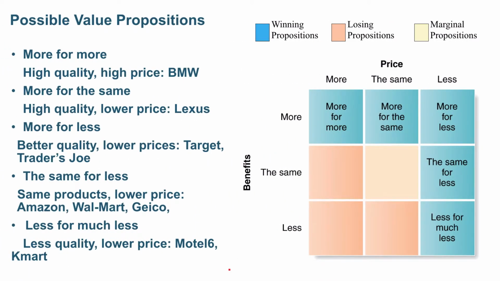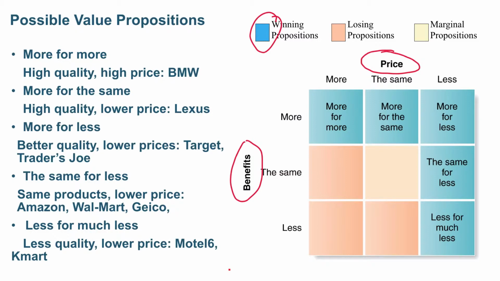So finally, I want to show you a map or a diagram that talks about possible value propositions. And here, the idea is, again, we're looking at benefits and we're looking at price. And the idea is, compared to competition, what can you afford? Where the blue ones are supposed to be what we call a winning proposition. So this is actually where we want to be.